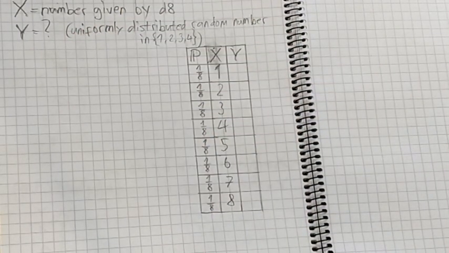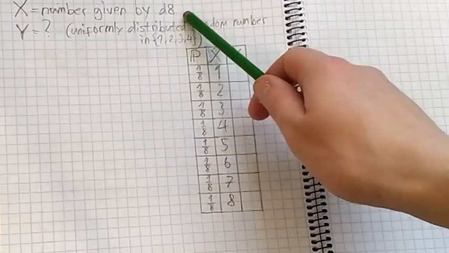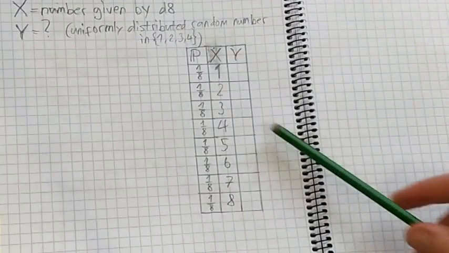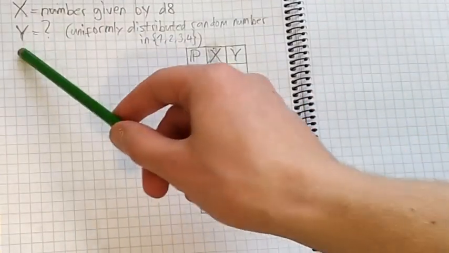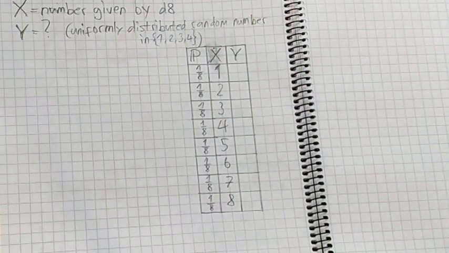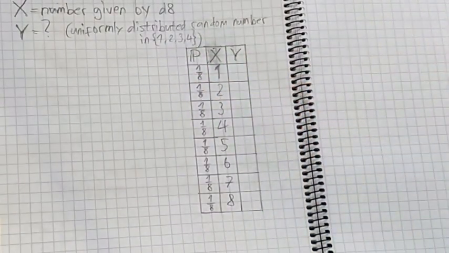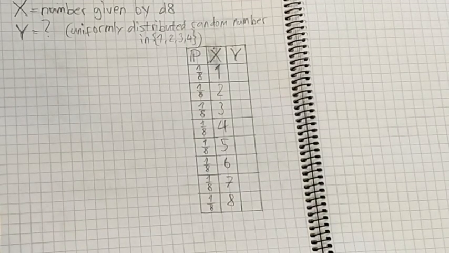So we mark the number given by the 8-sided dice with X, and we want to transform it into another random variable Y, which is a uniformly distributed random number in 1, 2, 3, 4, so it generates a number 1, 2, 3, or 4, which should be equally likely. So how are we going to do that transform? If you want to try it on your own, you can pause the video and then continue watching. I will now show you the solution.